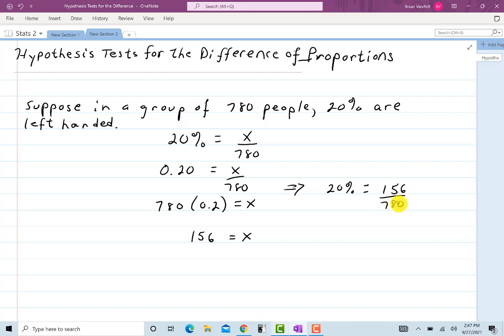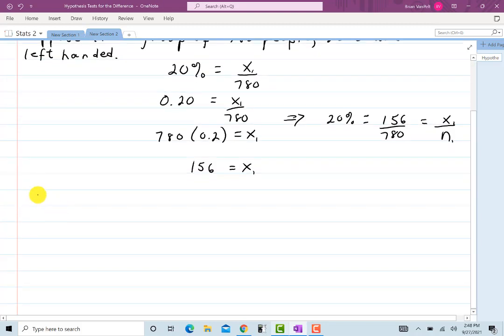And our notation that we'll use for all of these things, the 156 will be x, and the 780 will be known as n, the size of that particular group. In particular, I'm going to talk about two groups. So I'm going to call this x1, and in fact I'm going to call the n an n1, because now I'm going to talk about a second group.